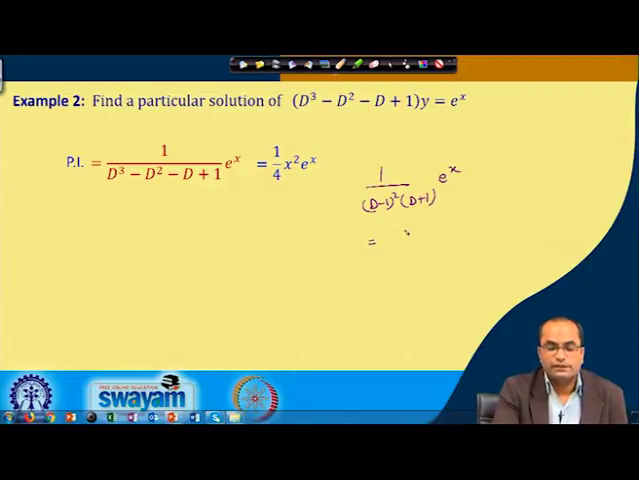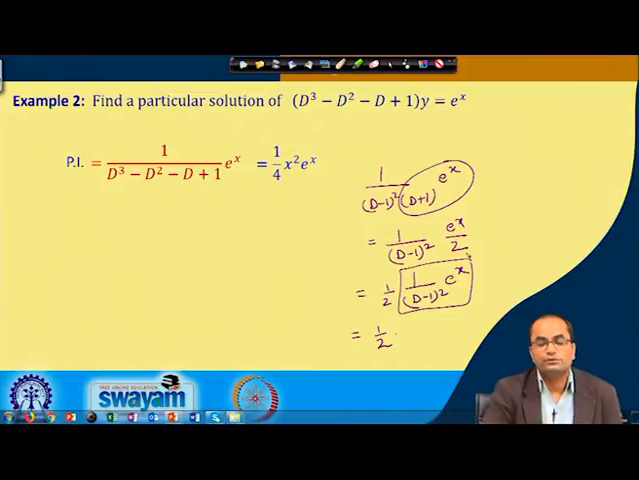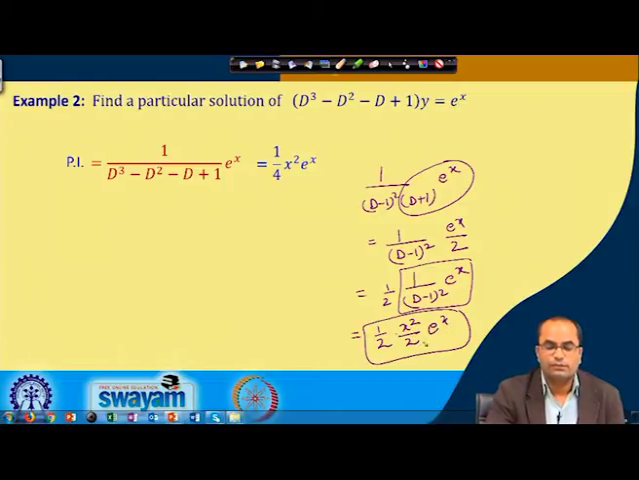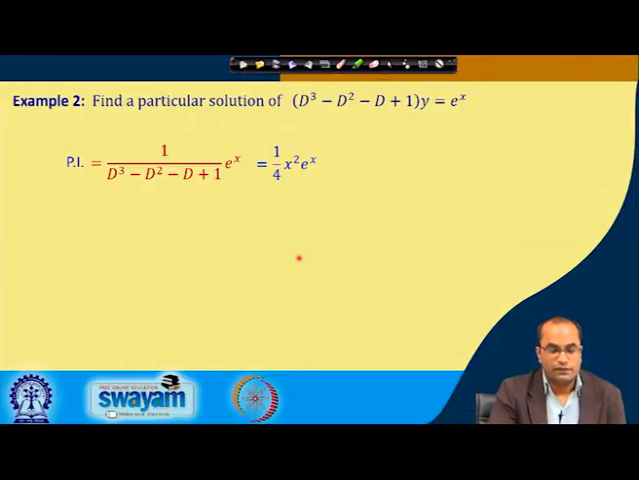So, let us first operate here 1 over d plus 1. The d minus 1 square we keep as it is, and when we apply this, this will be e power x by 2. So, this is nothing but 1 by 2, and this d minus 1 whole square e power x, and this is 1 by 2 here, and 1 over d minus 1 square e power x. This is the formula we will use now from the earlier slide, that is x square by factorial 2 and e power x. So, we have x square by 4 e power x as the particular integral of this problem.